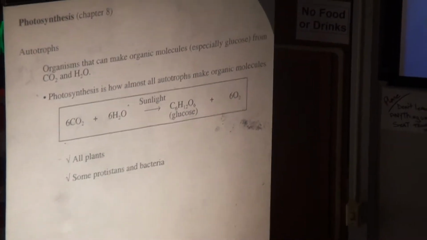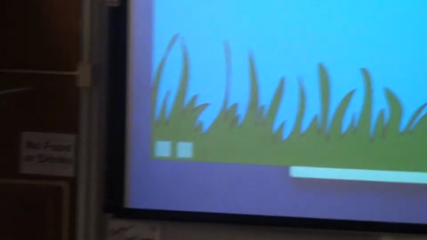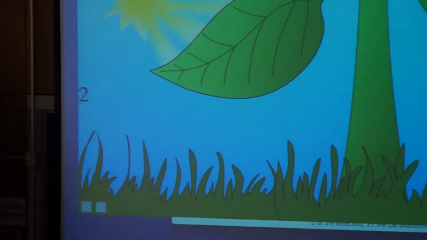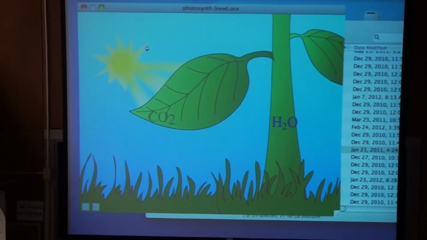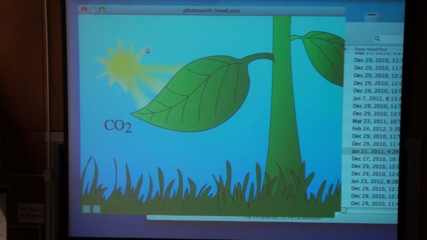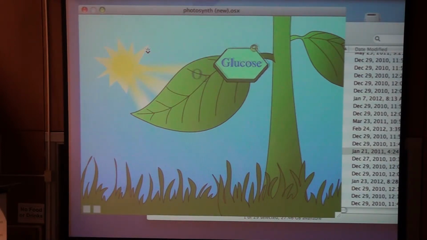Now, I think last time I didn't emphasize a little fact about this. It's not a one-step, one-enzyme process at all. It's complex. There are dozens of enzymes and non-enzymes involved in the process. There's quite a bit going on, but this is the overall equation for the entire photosynthesis process.